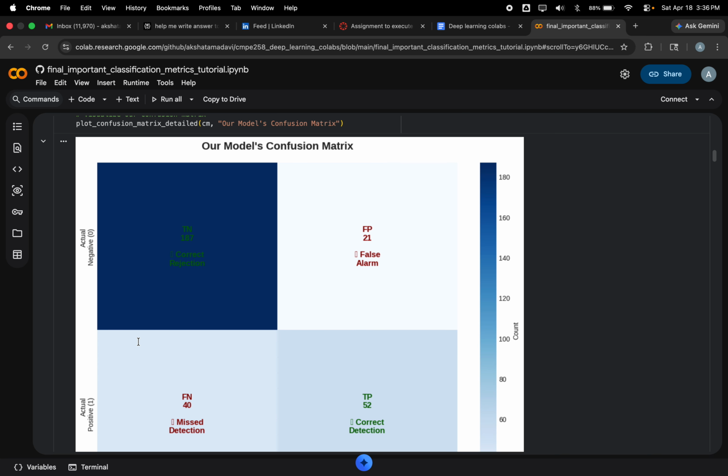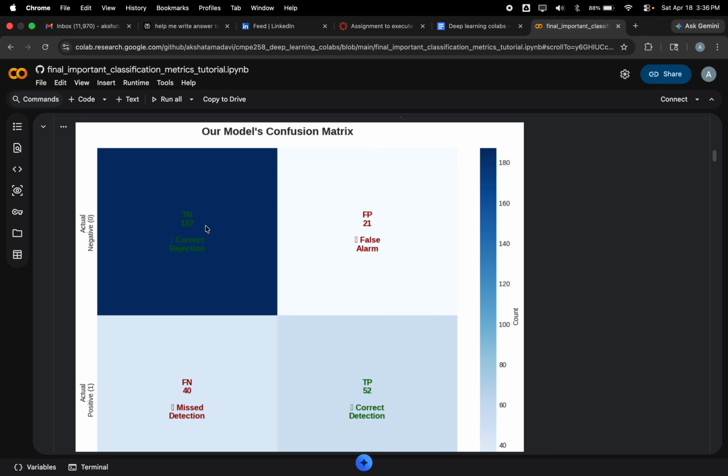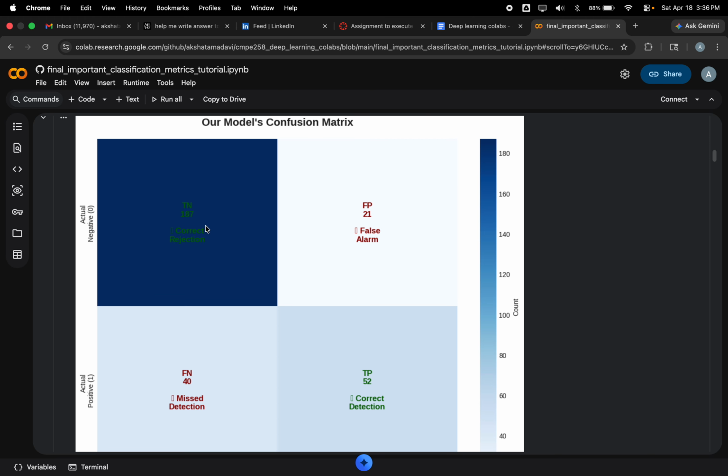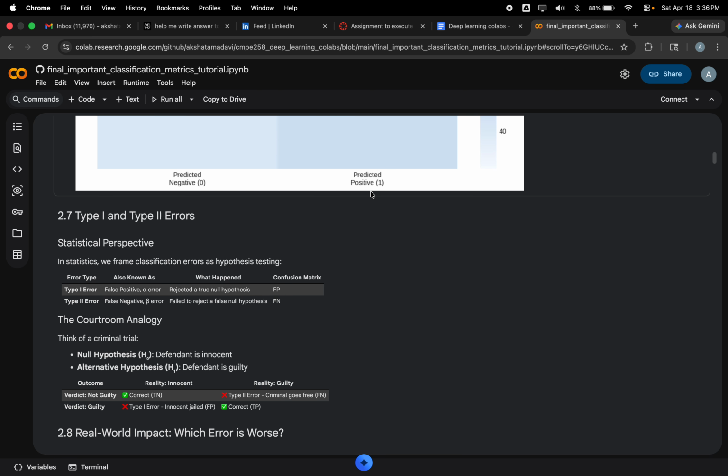Another way to look at the confusion matrix is a heat map. Basically, we have four cells, and the color is the count of those classes. Here you can see true negatives are 187, and true positives are this. We missed 40 records, and there were 21 false alarms. You can read it like that.